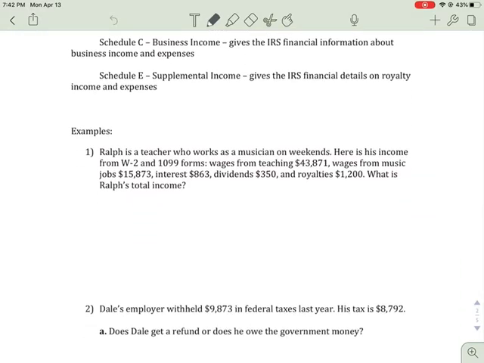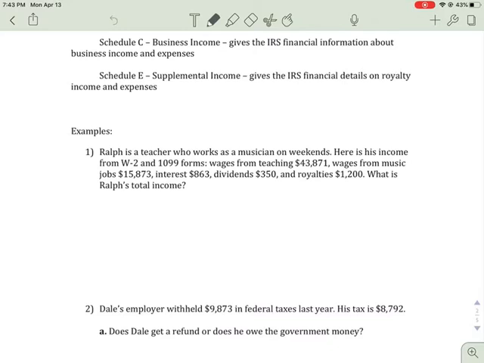All right, so let's just work today on deciding whether or not somebody is going to get a refund or whether they're going to have to pay taxes. So we have Ralph here, who's a teacher who works as a musician on weekends. And his income on his W-2 and all his 1099 forms: he has wages from teaching of $43,871, and then wages for music of $15,873. His interest is $863. He's got dividends of $350 and royalties of $1,200.